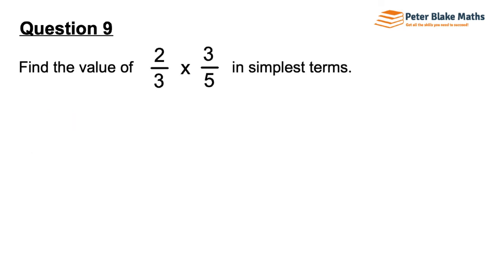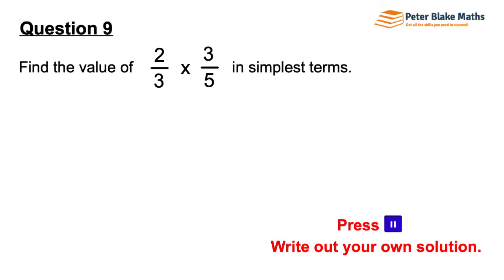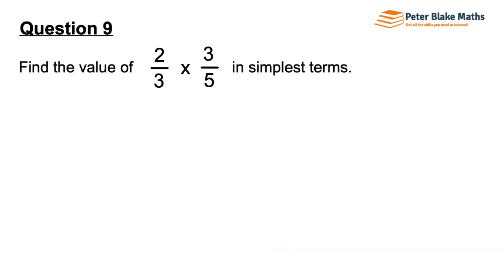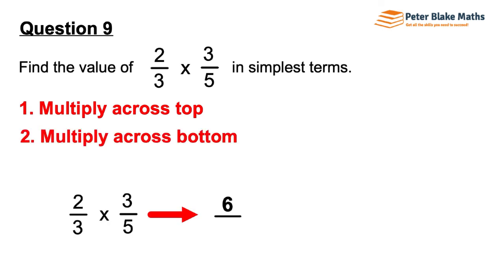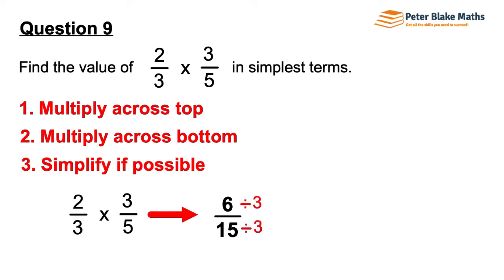Question 9. Find the value of 2/3 times 3/5 in simplest terms. 2 over 3 times 3 over 5. We'll multiply across the top, gives us 6. Multiply across the bottom, gives us 15, and we'll look to simplify. Can you spot some number that goes into 6 and 15? I think 3 goes into both, so 6 divided by 3 gives us 2 for the top number, and 15 divided by 3 gives us 5 for our bottom number, or denominator.